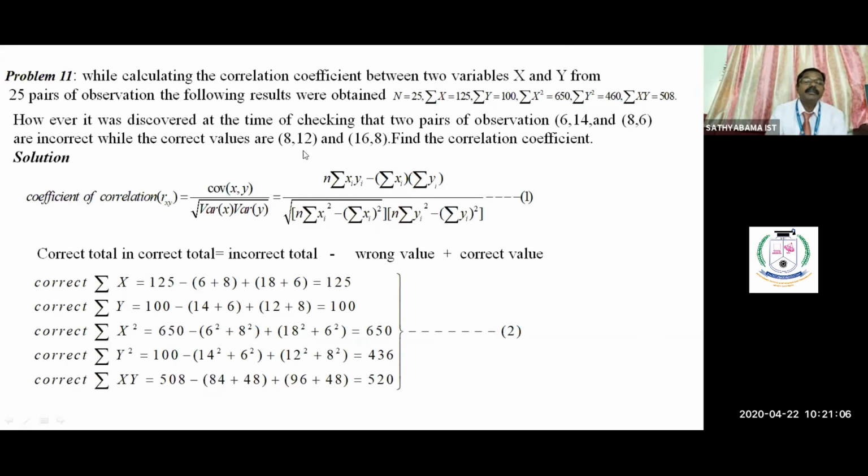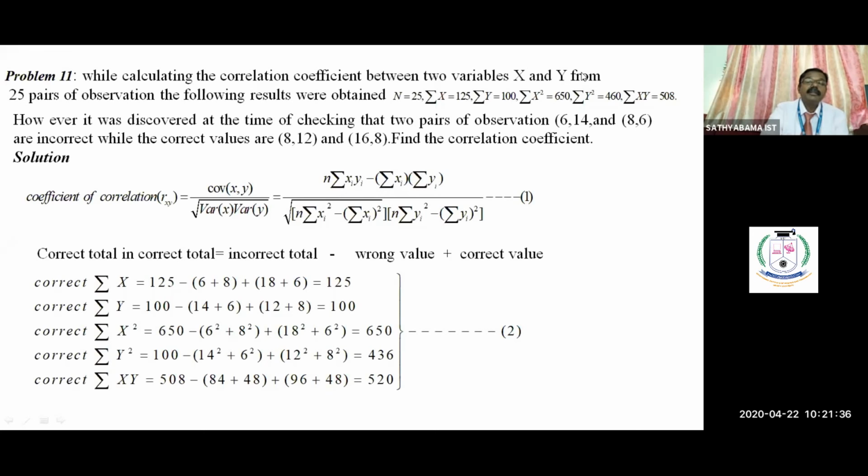You know the definition. The correlation coefficient is given by this direct data. Sigma xi, sigma yi. So I have to find the corrected sigma x, the corrected sigma y, the corrected sigma xy, the corrected sigma x square, the corrected sigma y square. So we have calculated all the values. What are the corrected values? Corrected sigma x. Sigma x means summation of x. We are given summation of x is 125.